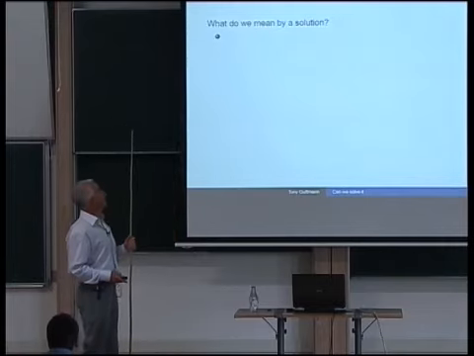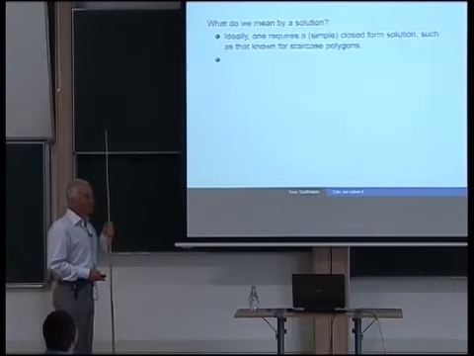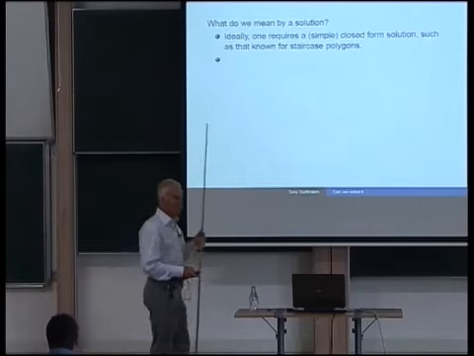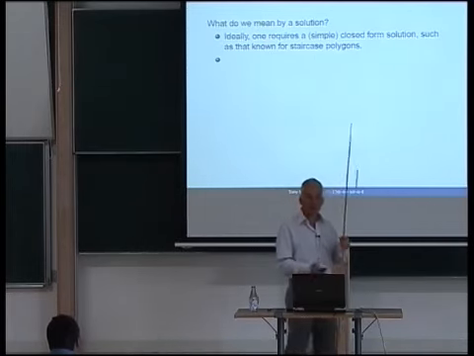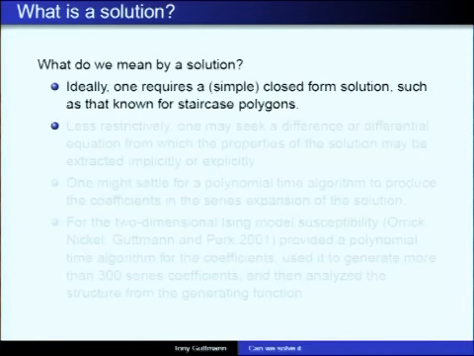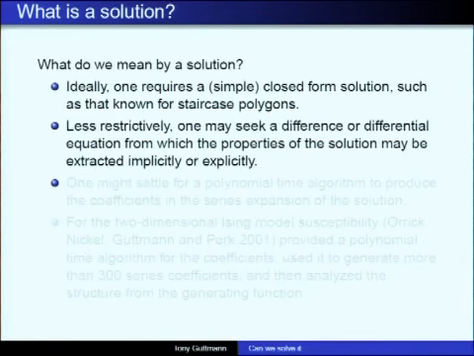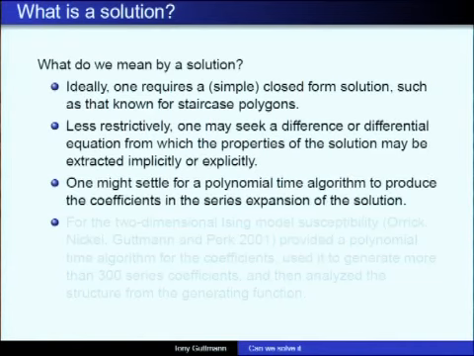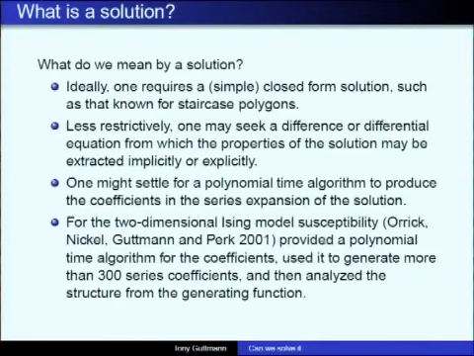Okay. So what do we mean by a solution? Ideally, one requires a simple closed-form solution, such as that known for staircase polygons, where you've got a nice algebraic expression. Less restrictively, you might seek a difference or a differential equation from which the properties of the solution might be extracted implicitly or explicitly. Thirdly, you might settle for a polynomial time algorithm to produce the coefficients in the series expansion of the solution. And it's in that sense that the Ising model susceptibility has been solved.